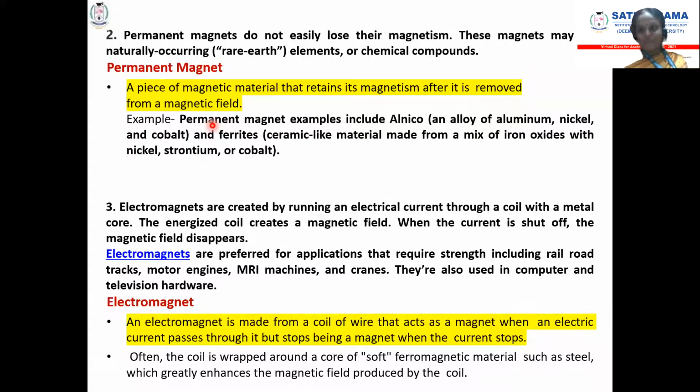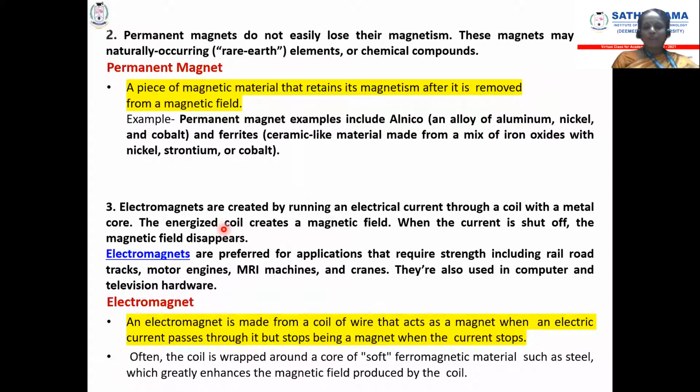Permanent magnet. We will move on to that terminology. A permanent magnet is available in the earth, but it is a rare element, or some chemical component we can form. It retains its magnetism even when the magnetic field is removed. But we are focusing on electromagnets. In our entire unit, we can't go with temporary magnets or permanent magnets. We are all focusing on electromagnets.